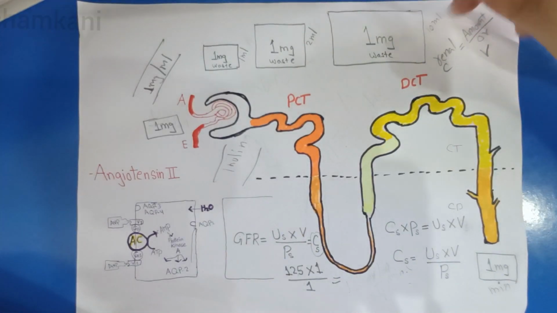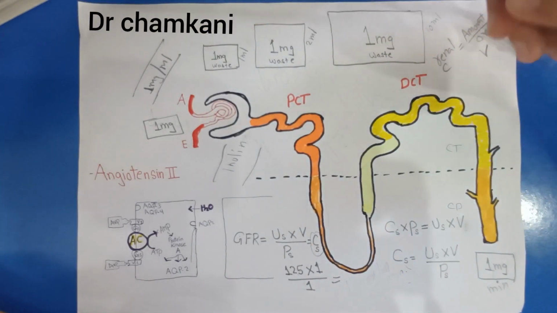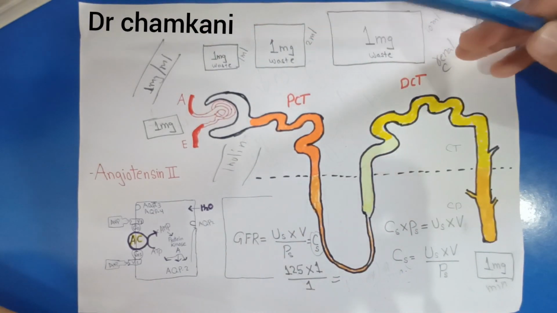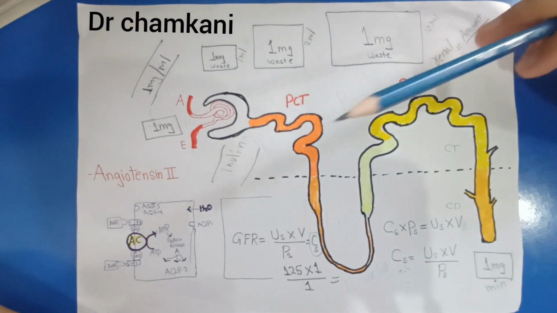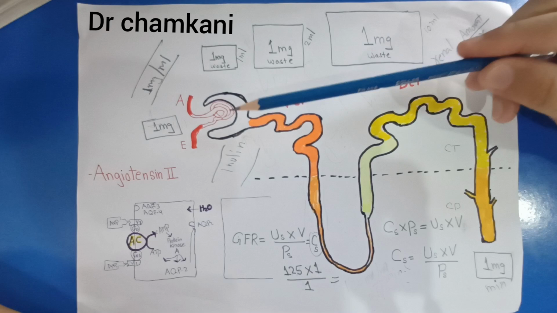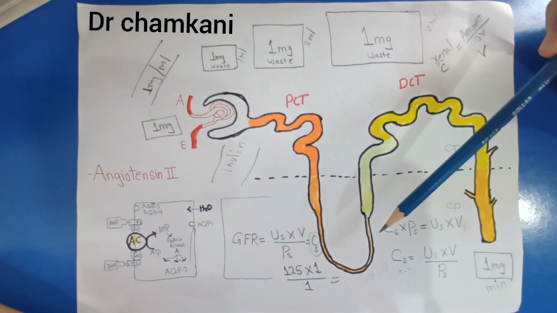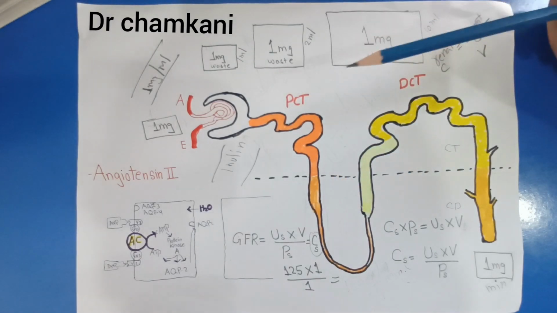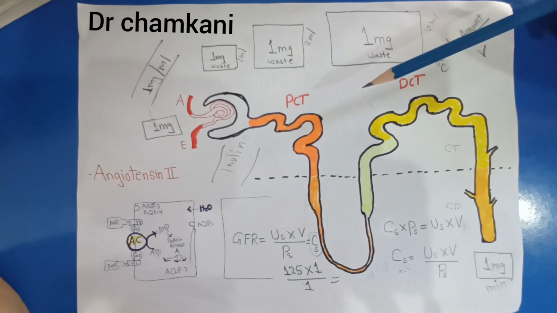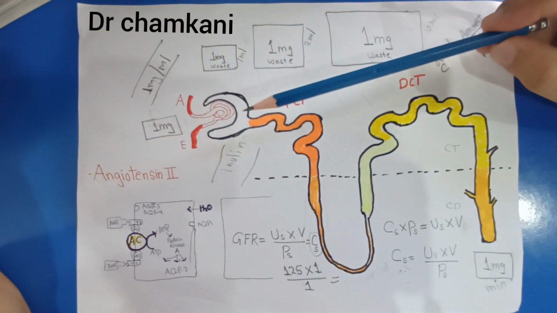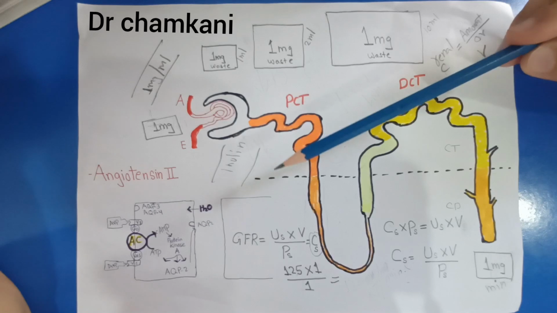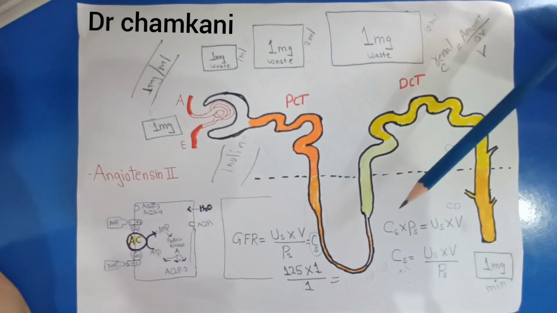Today in this lecture, we will discuss renal clearance, and we will discuss the importance of renal clearance in quantifying the different renal functions like glomerular filtration, tubular secretion, and tubular reabsorption. First of all, what is renal clearance? In simple words, renal clearance is the effectiveness with which the kidney is performing its function.